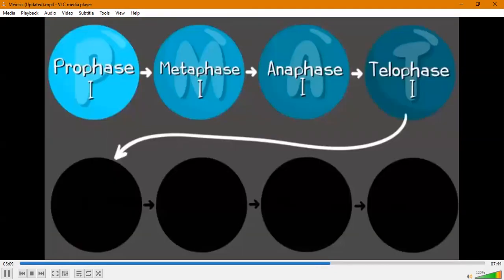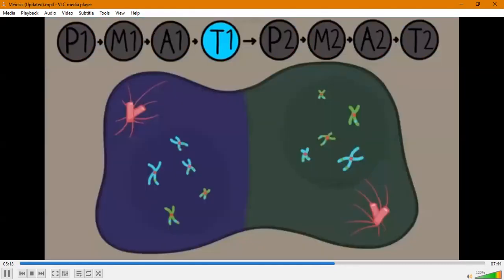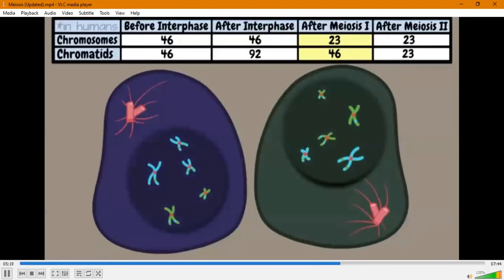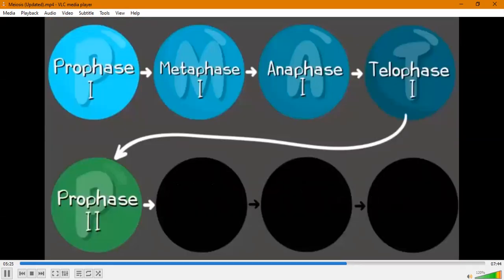Then we end with telophase 1, where you have two newly formed nuclei, and it becomes obvious that you're going to end meiosis 1 with two new cells. Cytokinesis follows with splitting the cytoplasm, but we're not done yet. On to meiosis 2. The very first step in meiosis 2 is prophase 2.